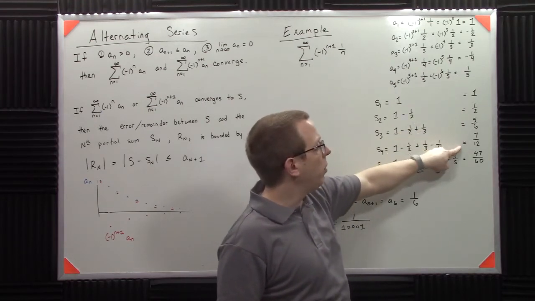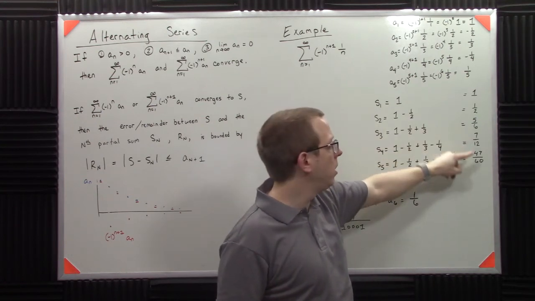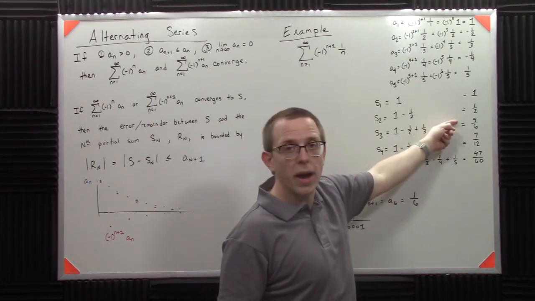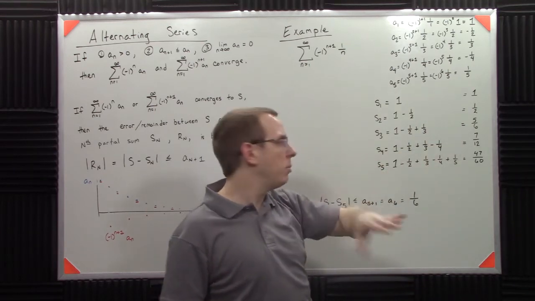But then I come down. But I didn't come down to a half, I only came down to 7/12. Then I go back up, but I still don't go back up as far as this one. So I'm kind of stabilizing.